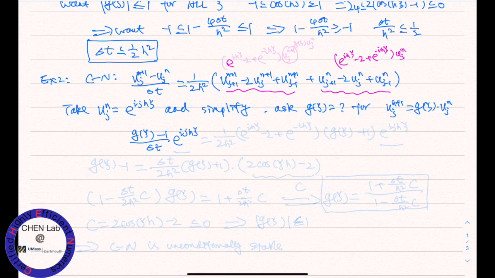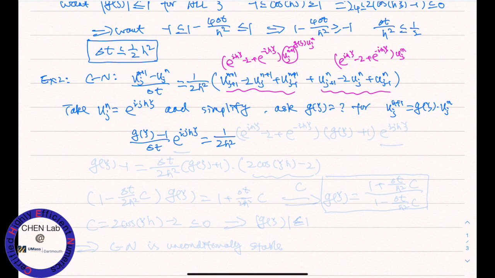And this guy has the same structure: e^{ihξ} minus 2 plus e^{-ihξ}. Here I'm just using what we had above; you would have to derive the whole thing. This is going to be u_j^{n+1} at the n plus 1 level, but of course this thing can be replaced by G(ξ) times u_j^n. So what we end up having on the right hand side is that we still have this 1 over 2h squared.